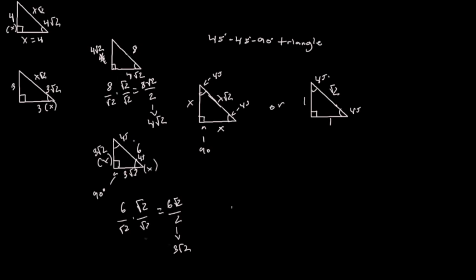This is one of the special right triangles, and the other type of special right triangle is 30, 60, 90. And these are really helpful when it comes to solving for the side lengths using the angles.